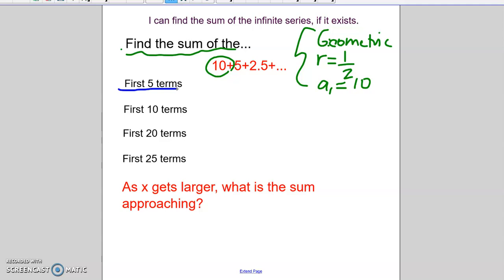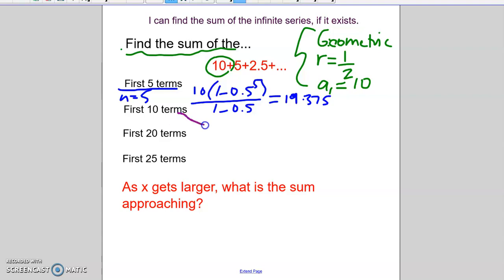So let's write out the formula for this. Here, the first 5 terms means that n is equal to 5. So this would be 10 times 1 minus, and 1/2 is the same as 0.5, so I could say 0.5 to the 5th power, and then this is all divided by 1 minus 0.5. And if I do the math and all that, then this is equal to 19.375. Okay, so that's the first 5 terms.